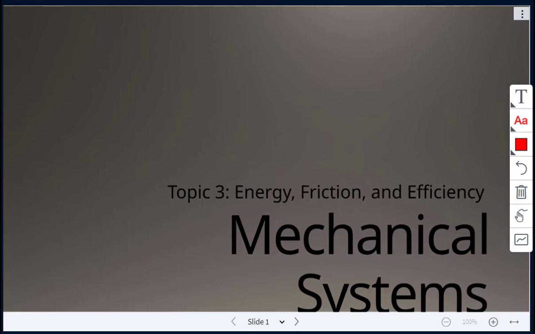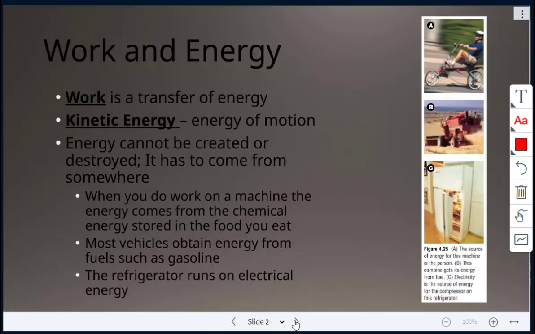Okay, so today for mechanical systems, we're looking at topic 3, which is on energy, friction, and efficiency. Today we're going to focus on kinetic and potential energy. We did talk a little bit about work and energy previously. Work is a transfer of energy, and we talked about that we measure energy in joules.